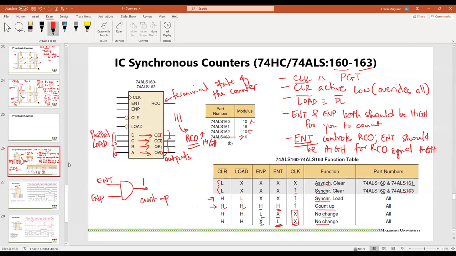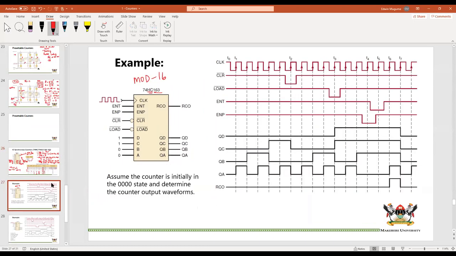Here we had the ALS. ALS is typically TTL, transistor-transistor logic. This is CMOS, but the point is that they work exactly the same. They have the same inputs, same outputs, and the functionality is the same. The reason is standards. Even though you have different manufacturers or use different technologies, there are standards that you must follow so that the consumer can choose whichever to buy and will still obtain the same functionalities. So we are assuming that the counter is initially in the state 0000.